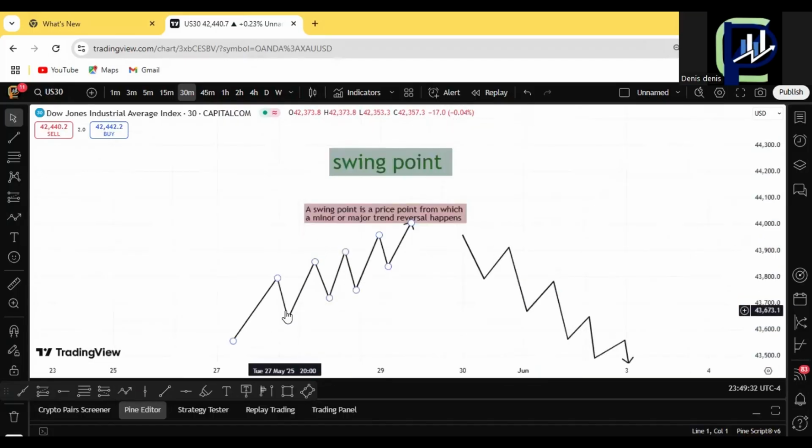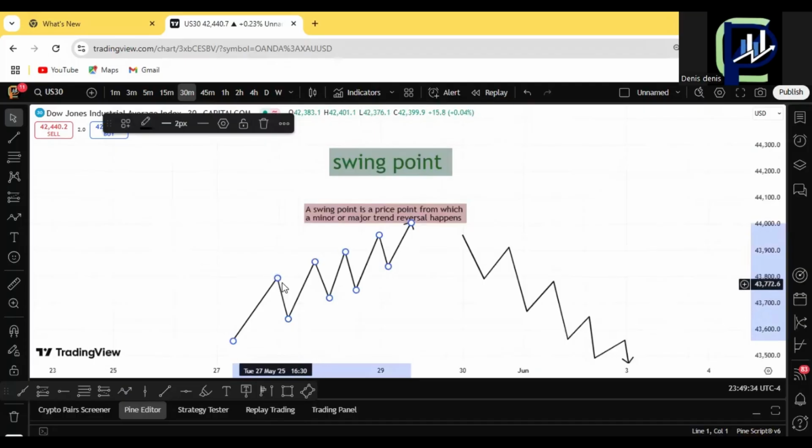Now, if you look, if I tap on this, you can see that it puts for us a swing point. So this is a swing point. This is a swing point. It's a price point from which a minor or a major trend reversal happens.